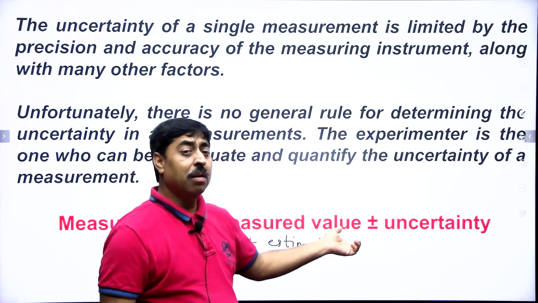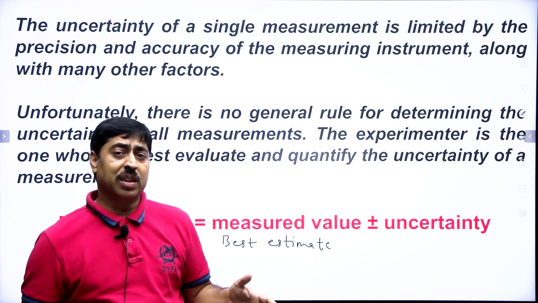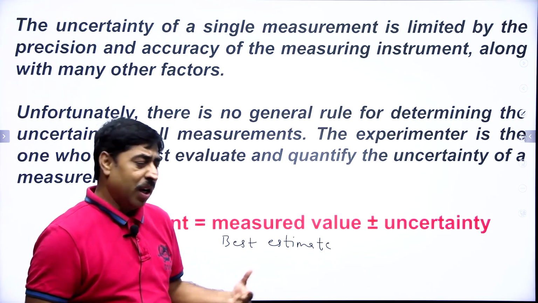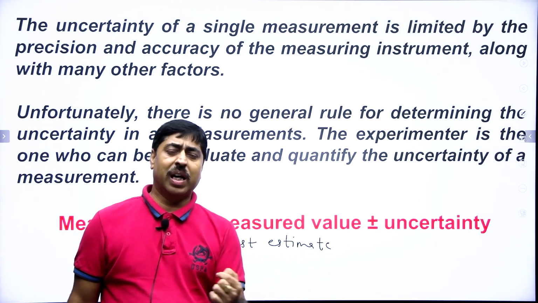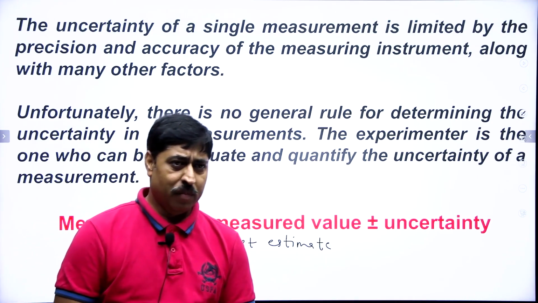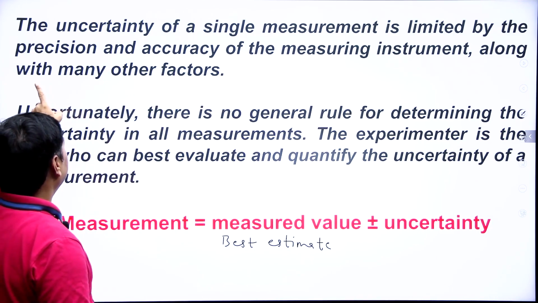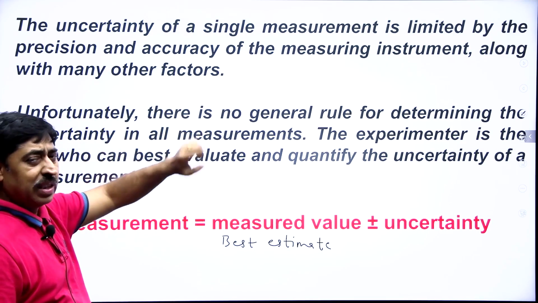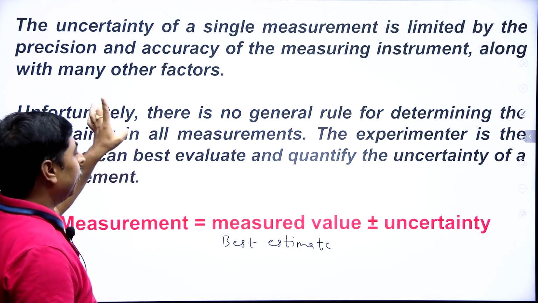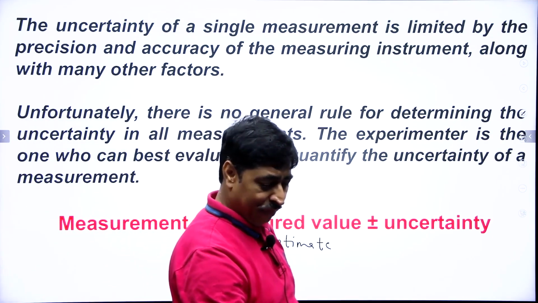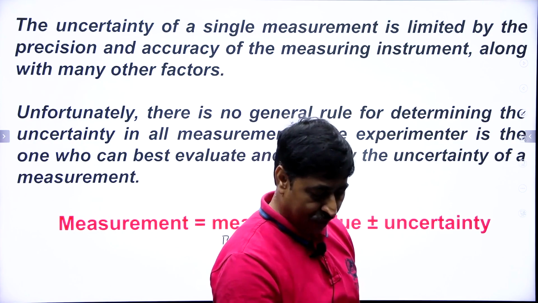So, best estimate plus I will always mention the uncertainty, because I am never 100% sure that the estimate that I have made is exactly correct. So, the uncertainty of a single measurement is limited by the precision and accuracy of the measuring instrument along with many other factors. Here, I find that students are often confused.